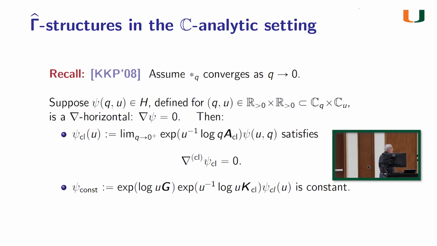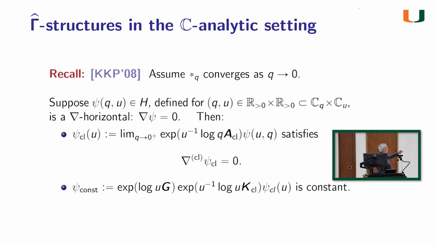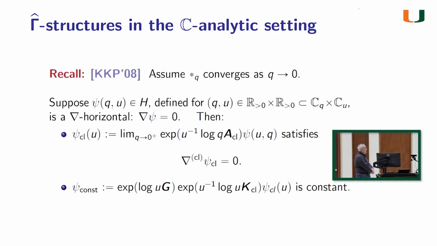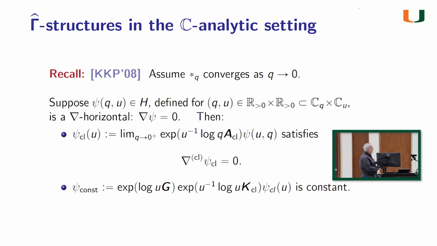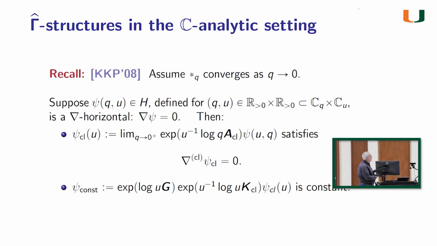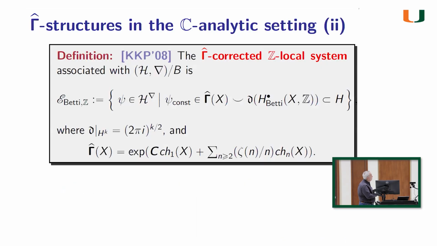And then you can gauge transform that flat section. So you started with a flat section of the original quantum D module. You took a gauge limit of that flat section, and you get a flat section in the classical D module. And you can gauge transform that again, and you get a section which is actually constant. And that allows you to define a Z, a local system of abelian subgroups inside the quantum D module.